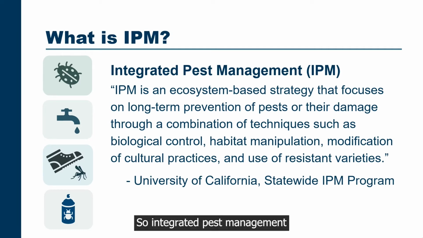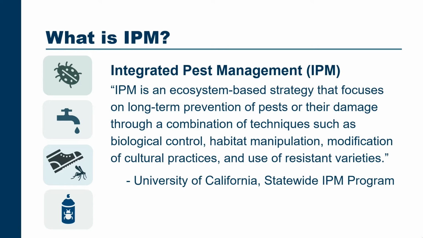So integrated pest management is a broader way of looking at things, and there are lots of scientific ways to describe it, but it really is an ecosystem-based strategy that focuses on long-term prevention of pests or their damage. And we're going to use a combination of techniques. There's biological, habitat, there's modification of cultural practices, and use of resistant varieties.